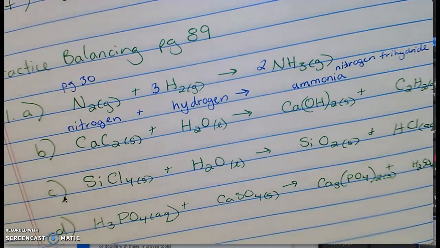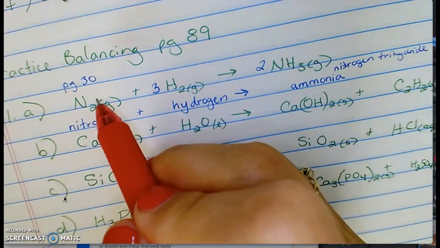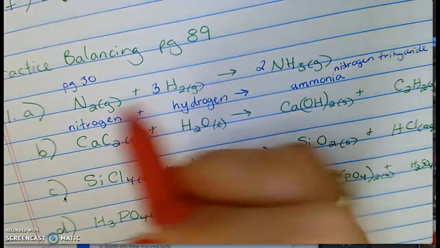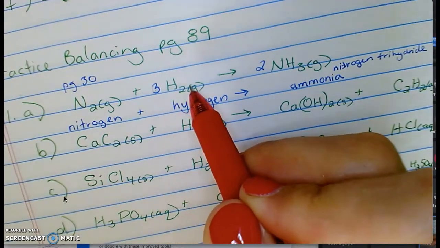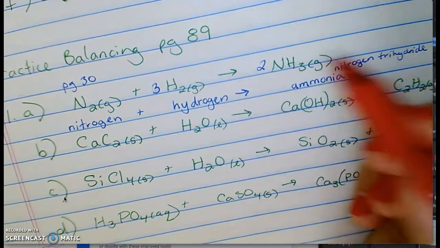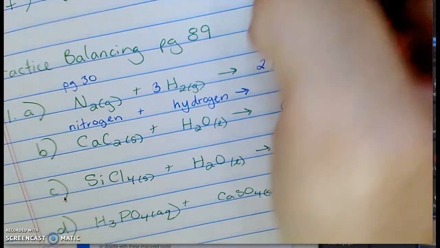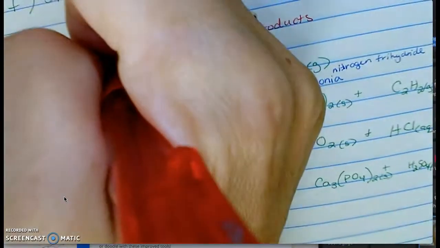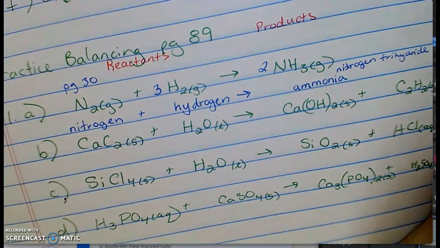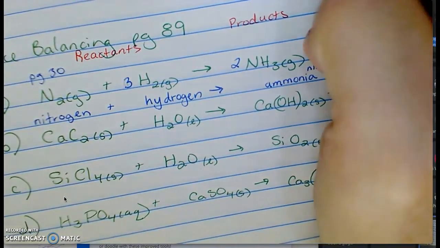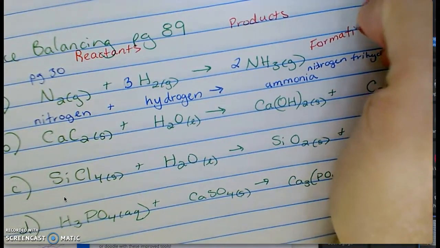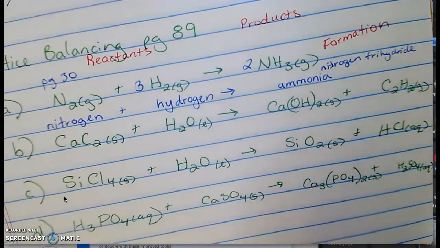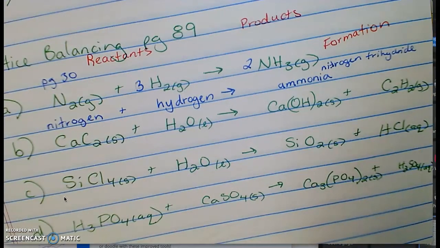This one is a formation reaction because we've taken nitrogen and hydrogen as our reactants, and then ammonia was our product. So let's put that here. These are all products. All the ones on this side are reactants. And this particular equation is a formation reaction. Formation.